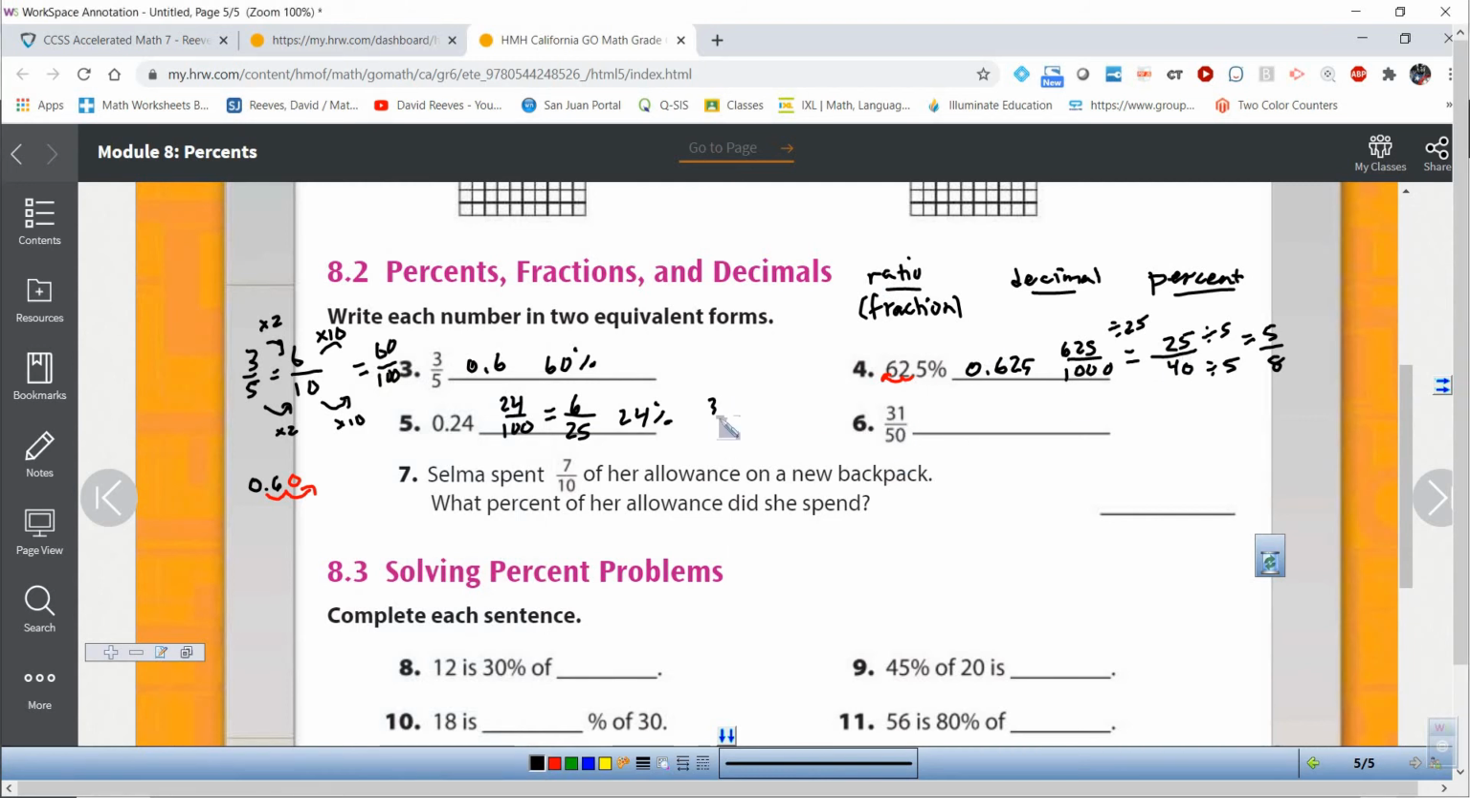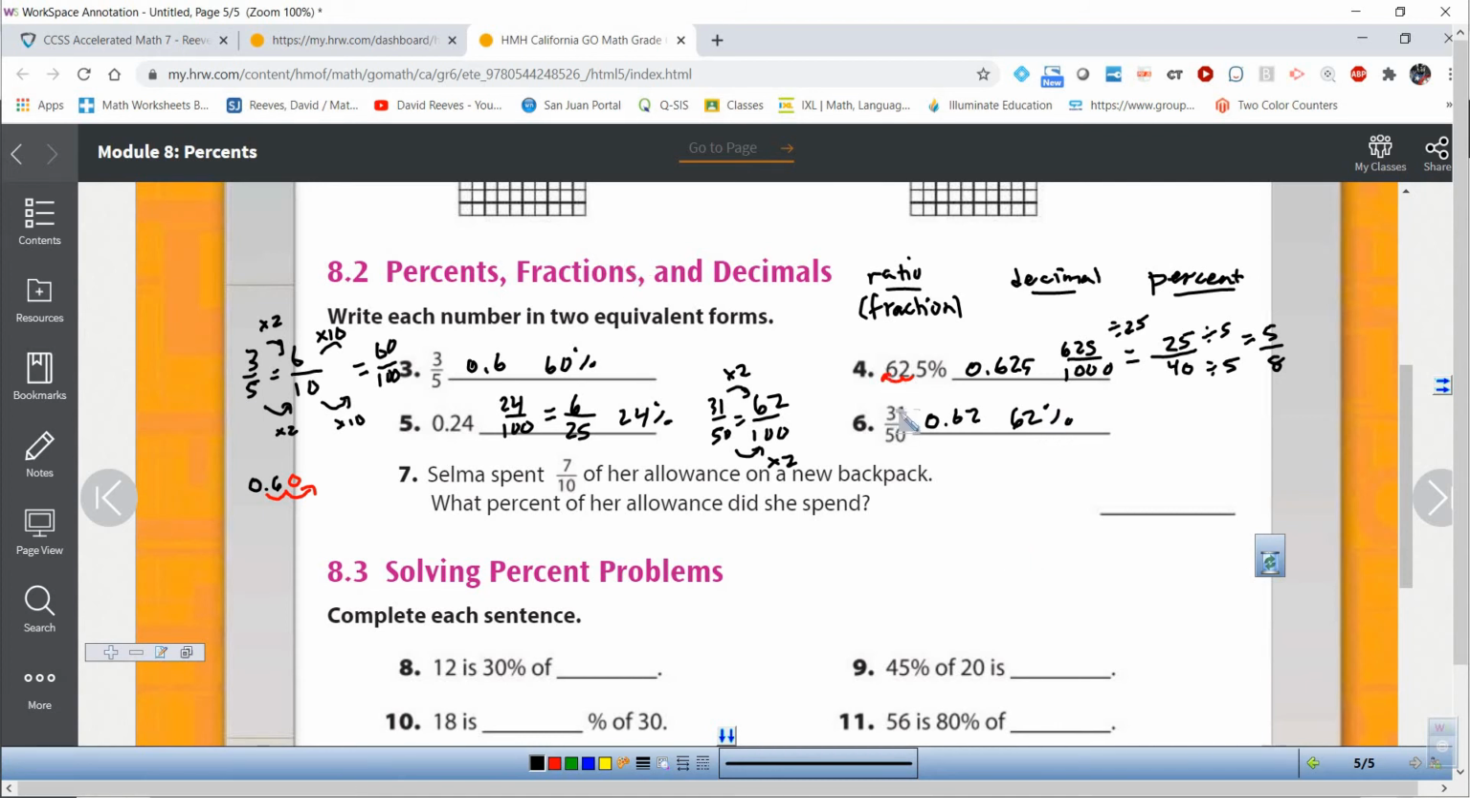Well, again, 31 out of 50. If we make the denominator 100, we can quickly see that I can multiply by 2. 50s are pretty straightforward because you just have to double it. And what do I get? I get 62 out of 100. Well, 62 hundredths as a decimal is 0.62, and 62 hundredths as a percent is 62%.